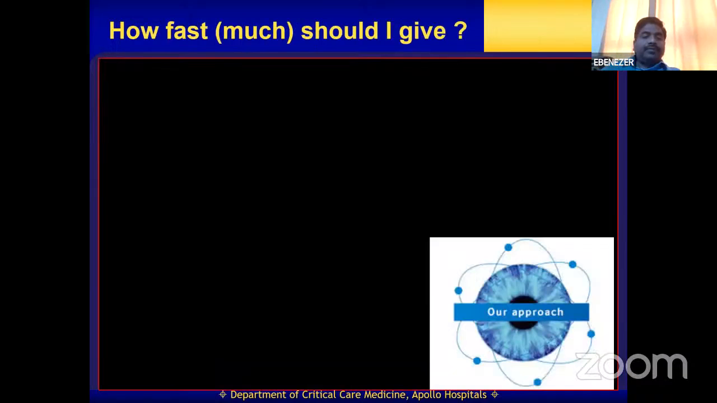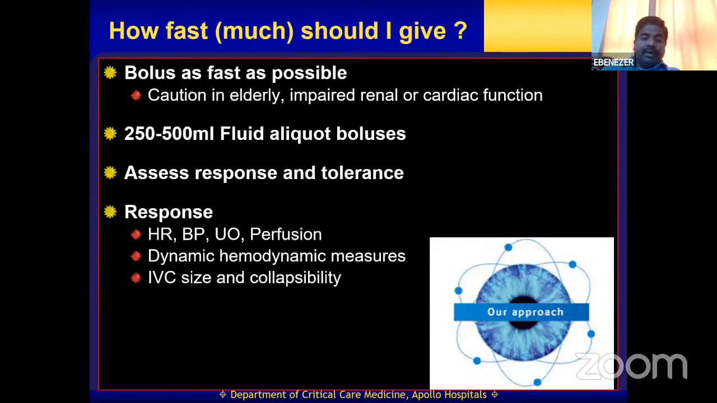Okay. So how fast do I give, sir? Shall I give 2 liters? Shall I give 3 liters? Shall I give 4 liters? How do I resuscitate a patient with septic shock? See, you have to bolus as fast as possible. The only places where you have to be careful is if the patient is elderly with an impaired renal function or cardiac function, be a little bit careful. Otherwise, you resuscitate as fast as possible.